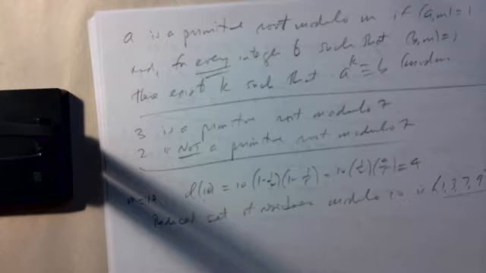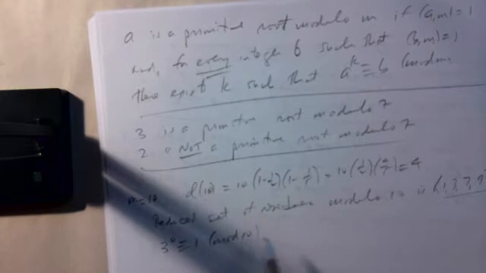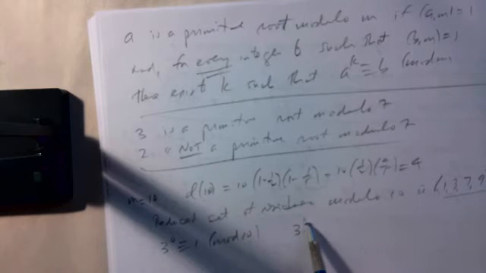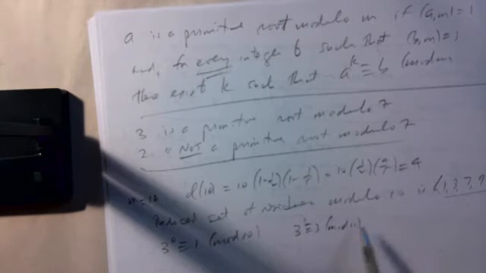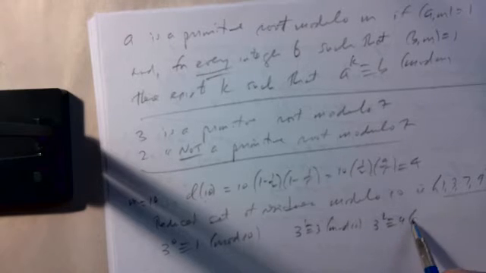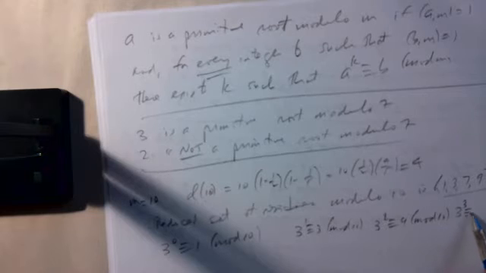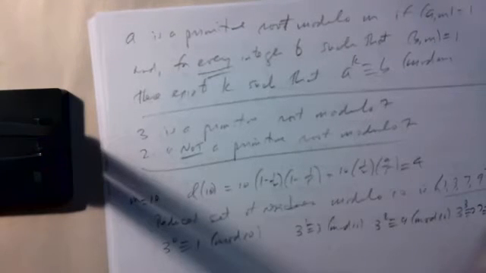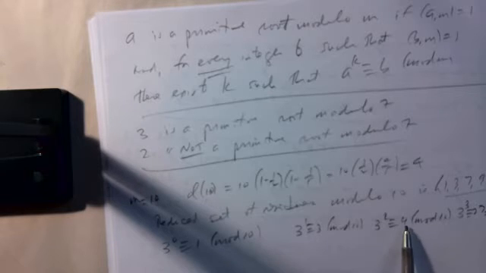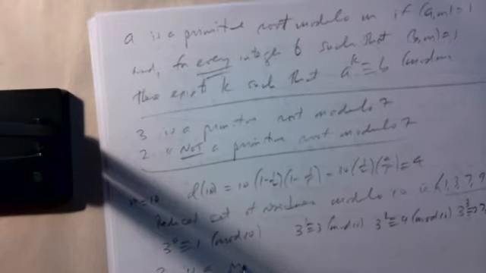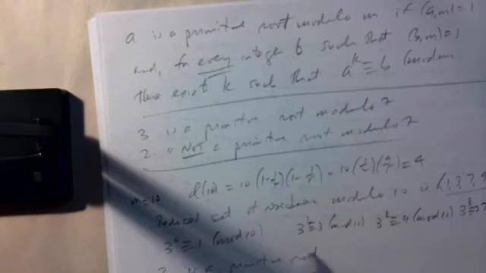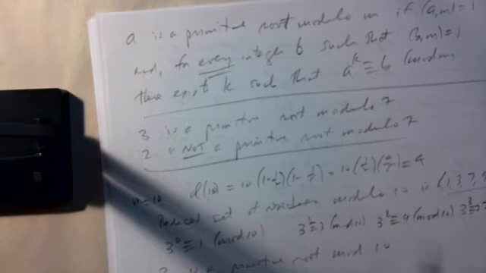Let's look at the powers of 3. 3 to the 0 is congruent to 1 mod 10. 3 to the first power is congruent to 3 mod 10. 3 squared is congruent to 9 mod 10. 3 cubed is 27, which is congruent to 7 mod 10. So the powers of 3 give you 1, 3, 9, and 7. They give you all of them. So 3 is a primitive root mod 10.